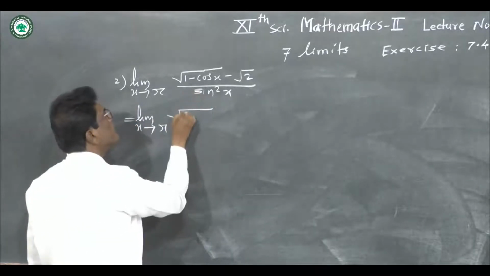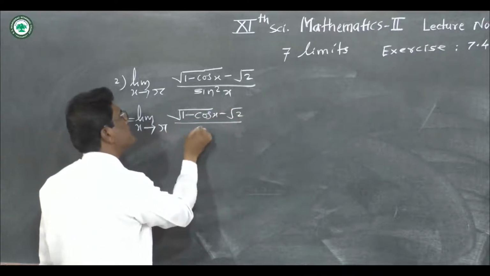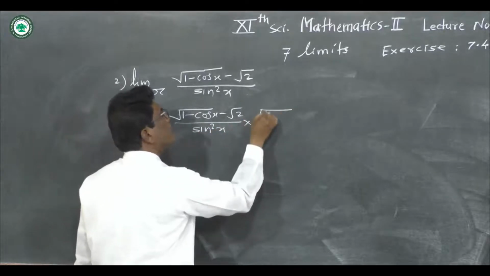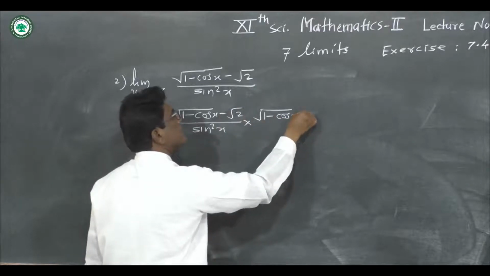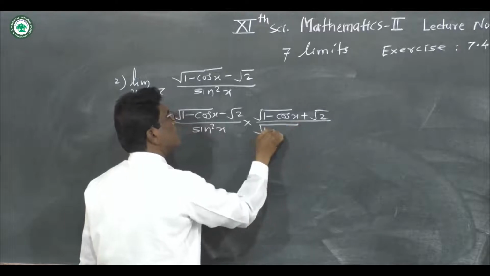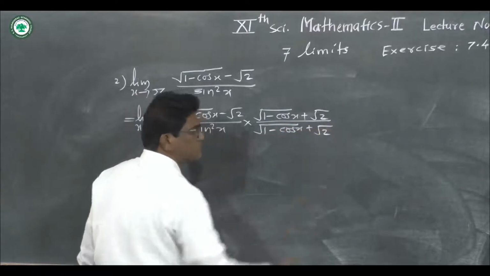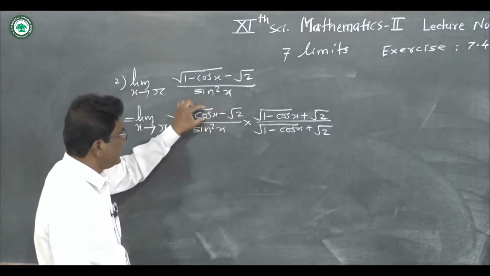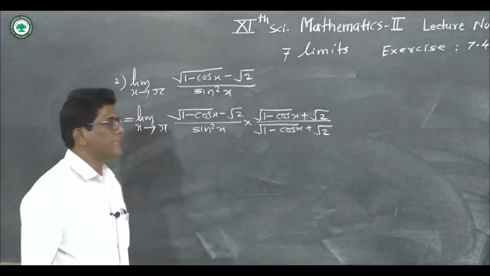So root of 1 minus cos x minus root 2, divided by sine square x as it is, into root of 1 minus cos x plus root 2 (instead of minus here, take plus), divided by root of 1 minus cos x plus root of 2. Now in the numerator, suppose this is a and this is b: a minus b, a plus b. Use the formula a square minus b square.